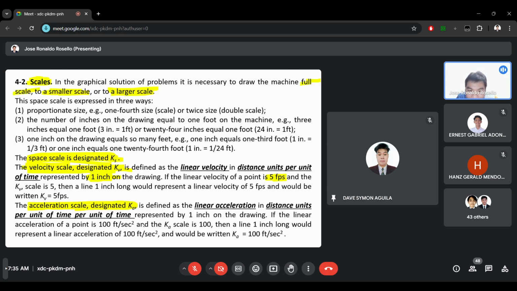In the case of acceleration, it's the same way. We will use the acceleration scale in addressing the value of the acceleration through a vector. So if our vector is 1 inch in the drawing and we say that it is an acceleration of 100 feet per second squared, then if we have 2 inches of vector with this acceleration scale, it will have 200 feet per second squared acceleration.